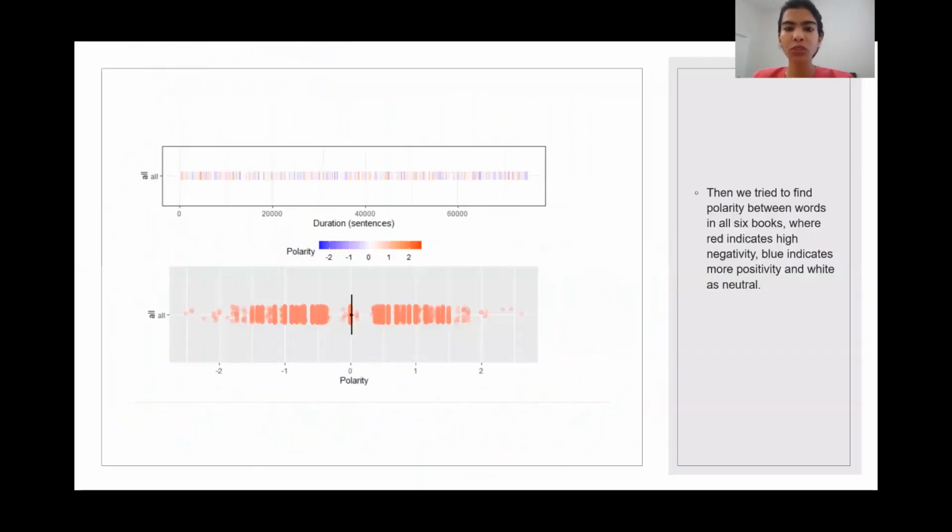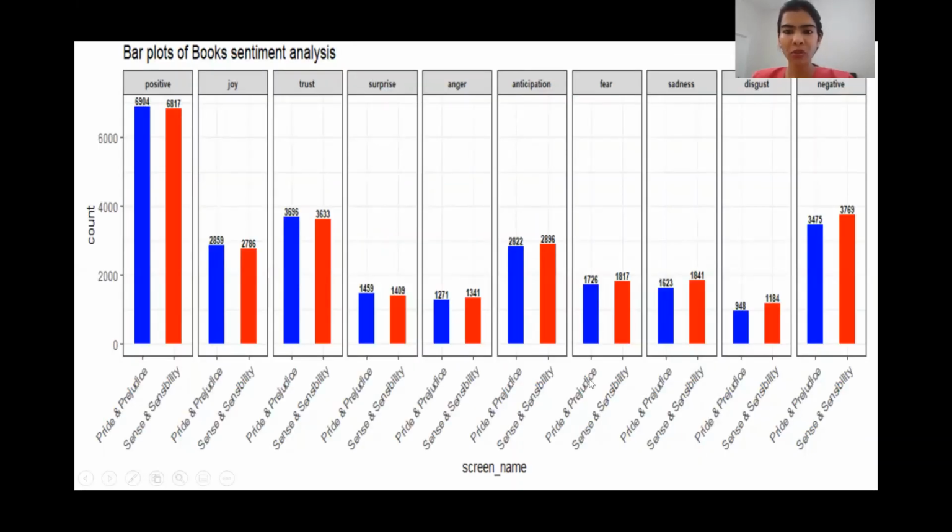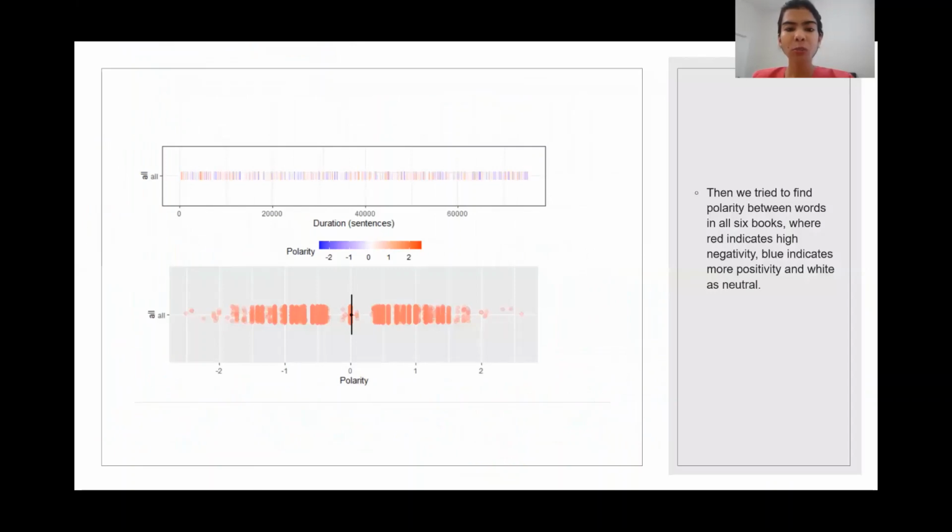Once we saw these 10 sentiments across the 2 books, the next thing was to look at the polarity concept. In the polarity also, as we saw earlier, there were positive and negative sentiments. We can use polarity in terms of positivity and negativity. The blue words indicate that they are highly negative, while the red ones indicate they are highly positive, and the words in white color are neutral. They are neither positive nor negative.